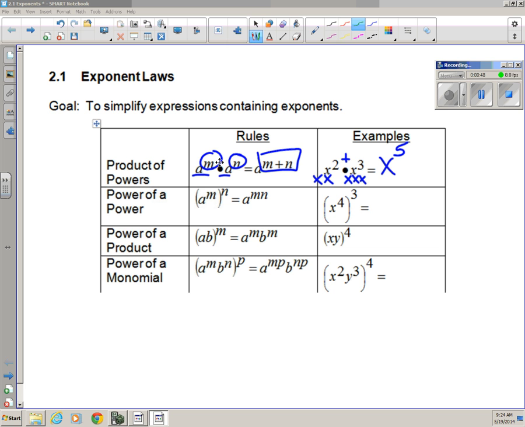If I've got a power of a power, if I've got an exponent raised to an exponent, the shortcut says I can just multiply them together. So that's pretty simple. 4 times 3 just becomes x to the 12th.